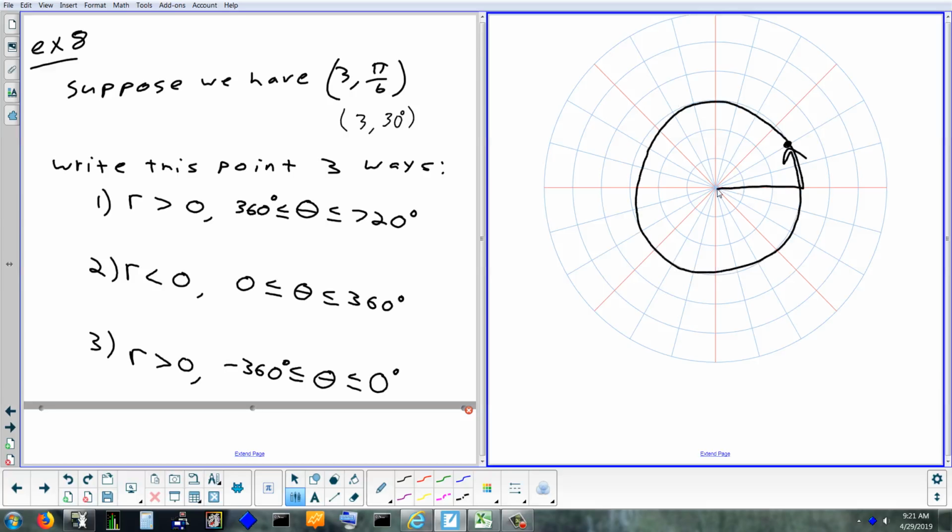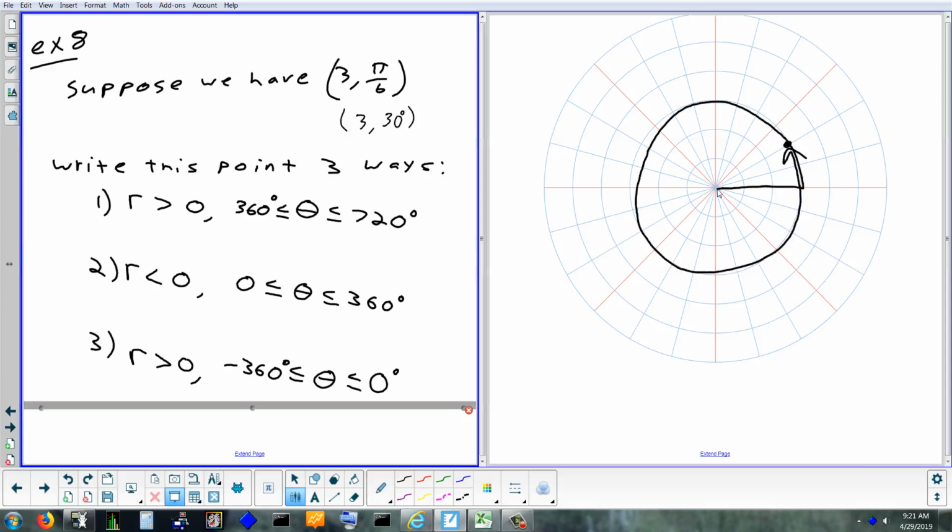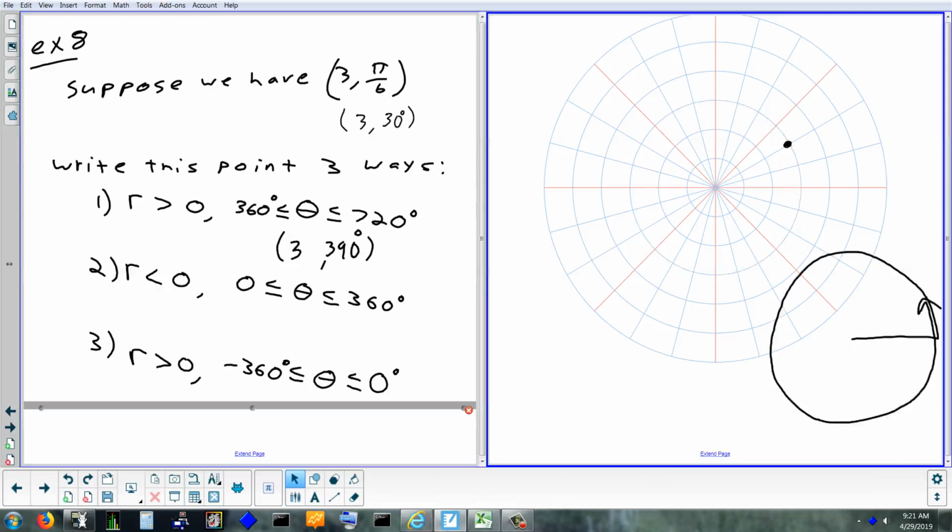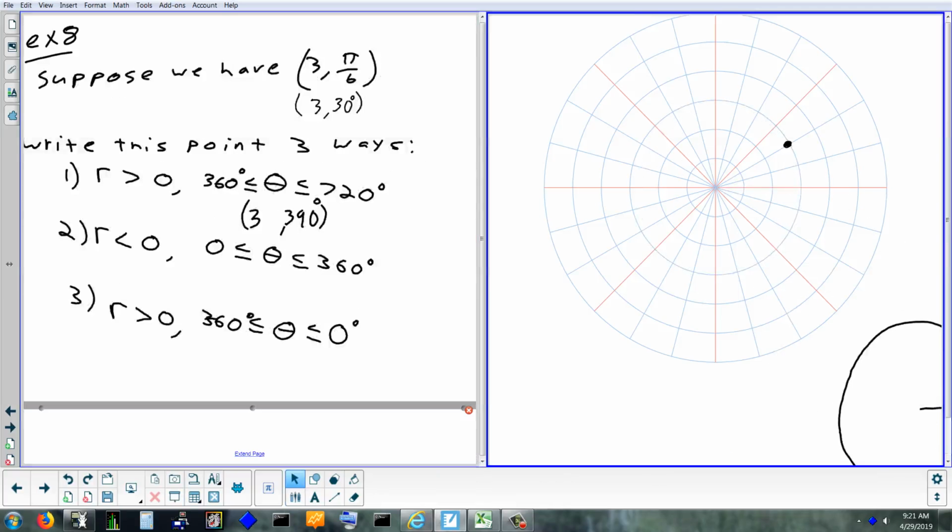Now, we've already said that doesn't really count as another way. You're just going around more than once. But for whatever reason, they just want you to do that. So what would the coordinate be for what I just drew? 3, 390. Yep. 3, 390. Any questions on that? Perfect.